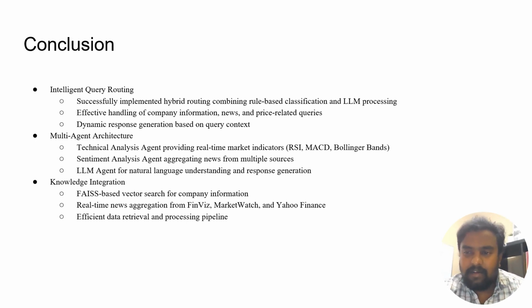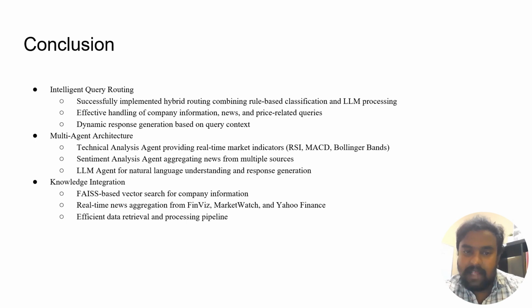In conclusion, to summarize our agentic RAG framework achievements: first, intelligent query routing, successfully implementing hybrid routing combining rule-based classification and LLM processing. Second, effective handling of company information, news, and price-related queries. And the third one is dynamic response generation based on the query context, as I showed you before, how well it worked with the intelligent query routing.